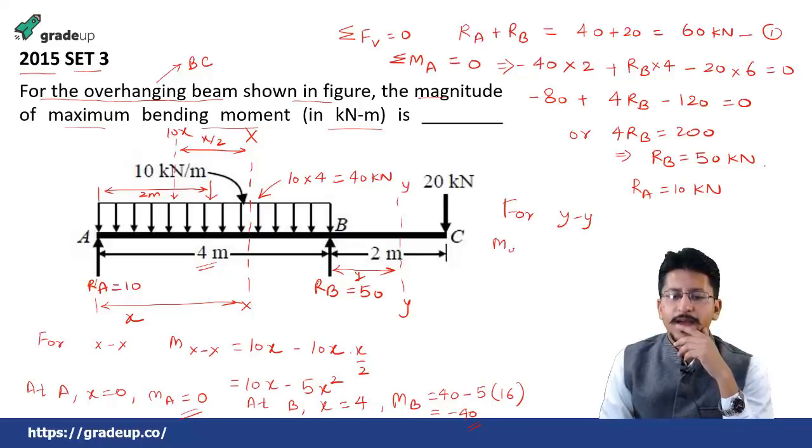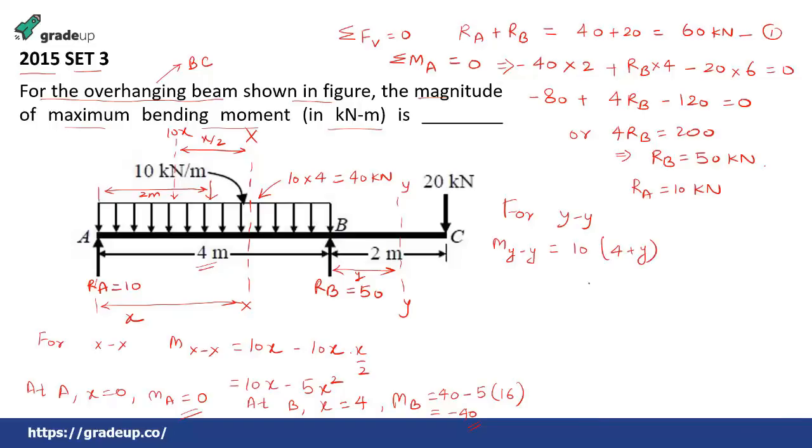The moment at y is equal to, because of this 10, that is upward, 10 into 4 plus y, minus this whole, which will be 40, minus 40 into, this will be acting at a distance of 2 from here, because this distance will also be 2, as that will act at the center. So 2 plus y, minus 40 into 2 plus y, and then this one will again cause upward, that is plus 50 into y.